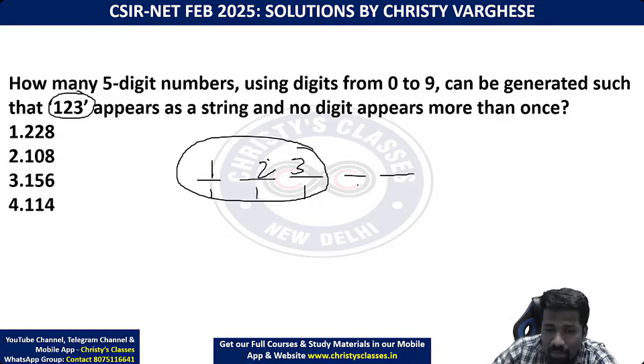But these two numbers can change. What can these two numbers be? 1, 2, 3 are gone, meaning 0, then 4, 5, 6, 7, 8, 9. That is a total of 7 possibilities remaining. There were a total of 10 possibilities initially.